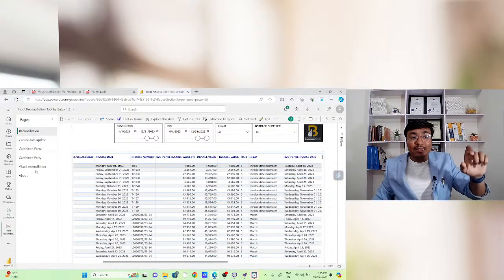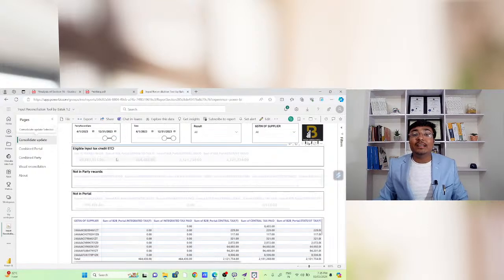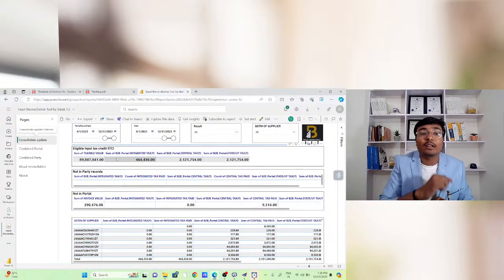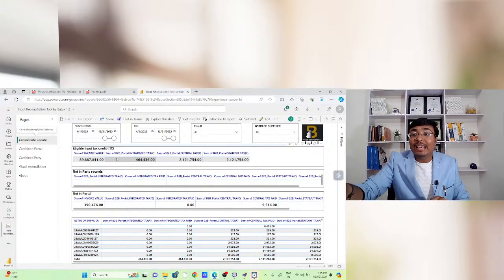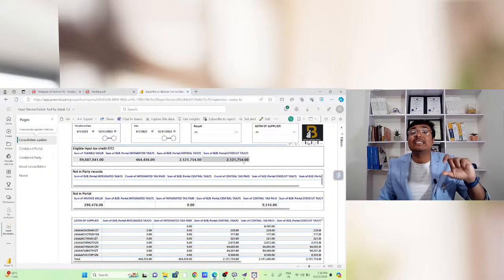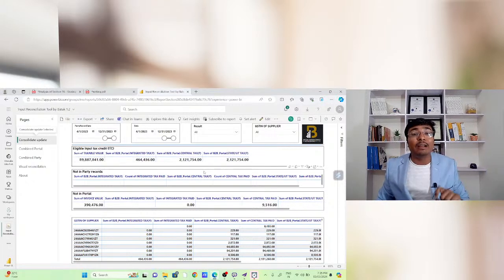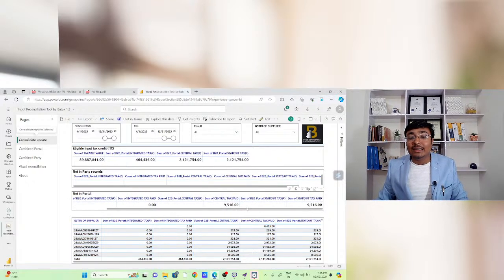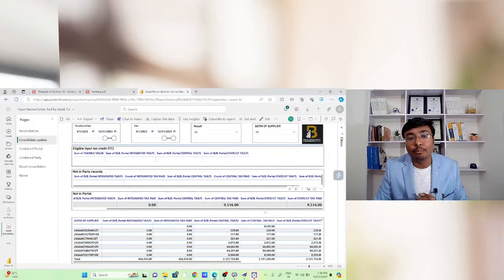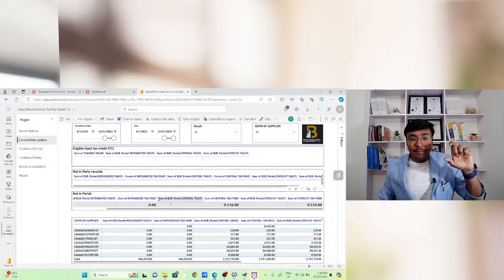So yes, there is a panel. The second page is related to your consolidated update. This particular consolidated update will show you the exact figure of your eligible input tax credit for the relevant period. So in this specific case, your eligible input tax credit under IGST, CGST, SGST is there. And if you want to find out the ineligible input tax credit, in that case your ineligible input tax credit is there, which is not available on the GSTR-2B portal. Okay, now this is the thing.